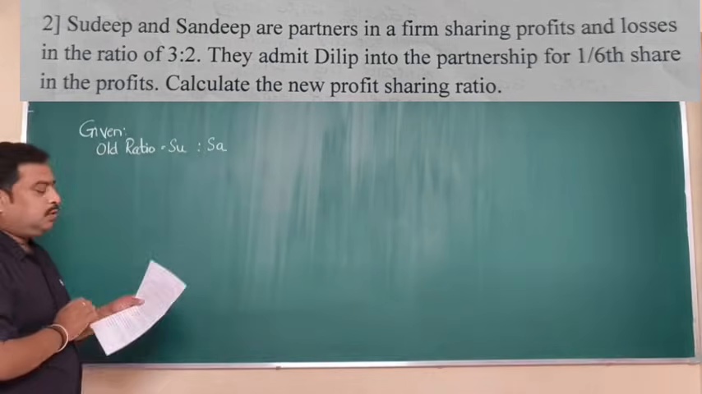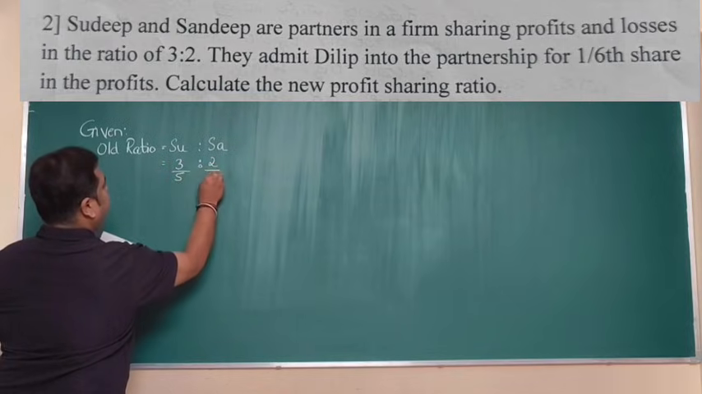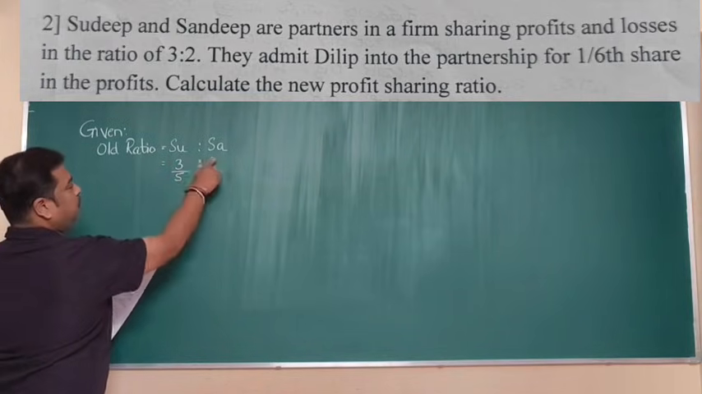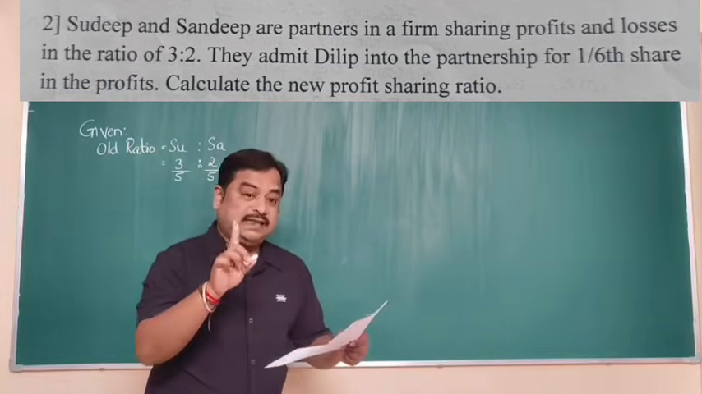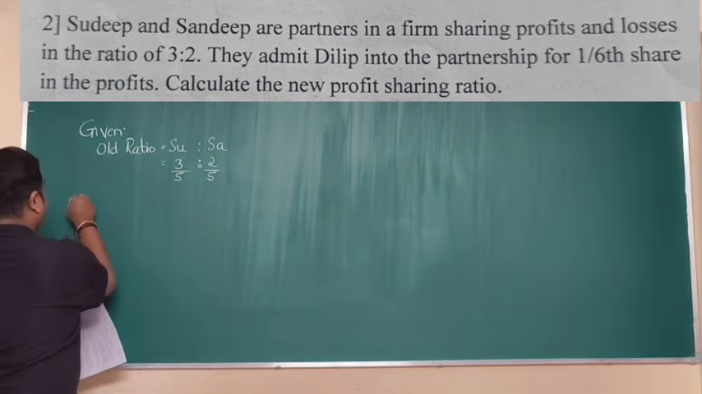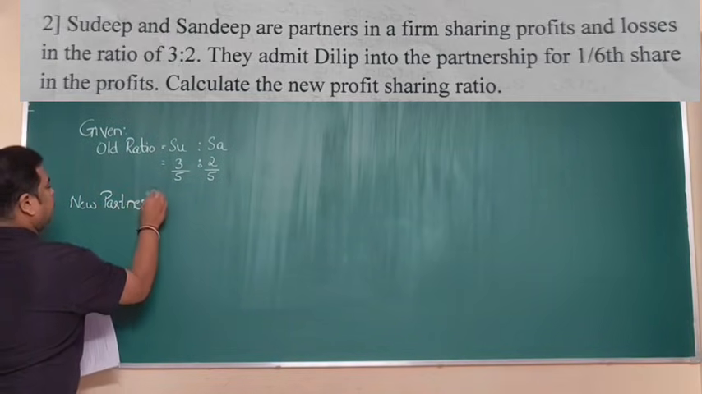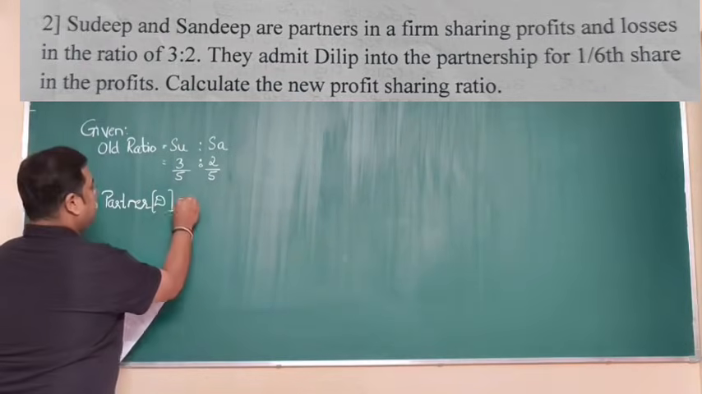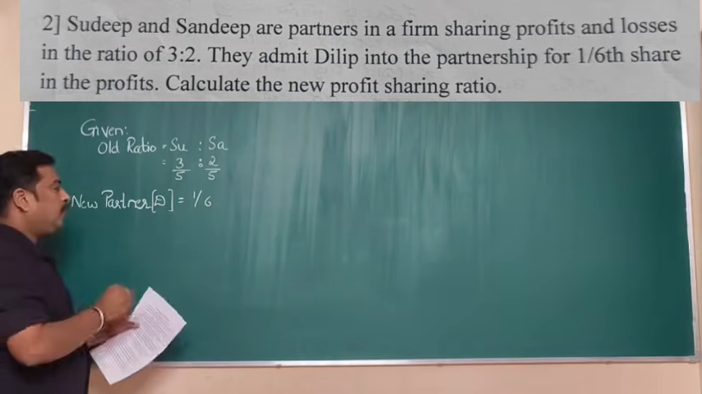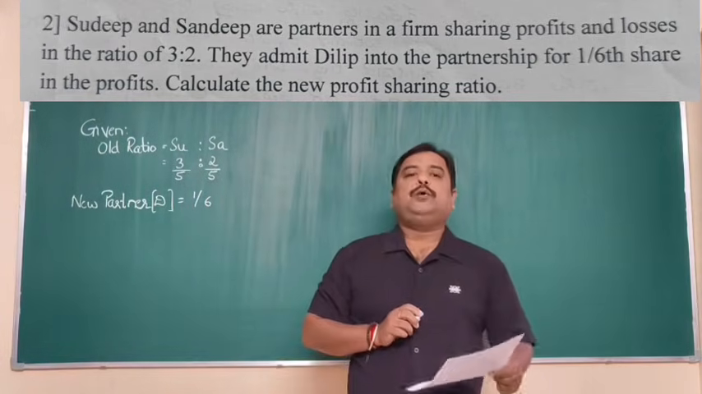Old ratio Sudeep is to Sandeep is equal to 3:2. How do we write 3:2? 3/5, 2/5. How we get this 5? 3 plus 2 you have to add here. They admit Dilip into partnership for 1/6 share. So the new partner share, new partner Dilip, I just represent it by D here, is equal to 1/6. So new partner share is 1/6. Calculate the new profit sharing ratio.